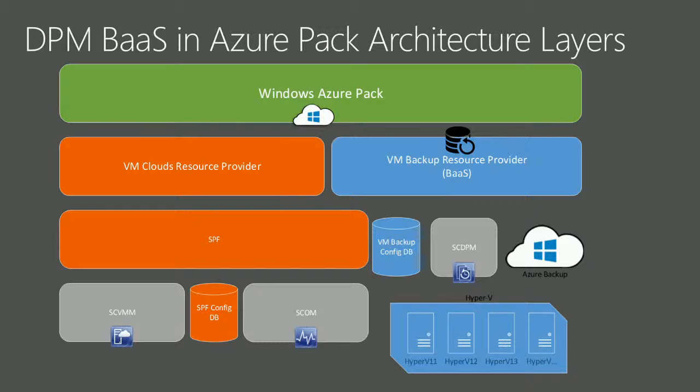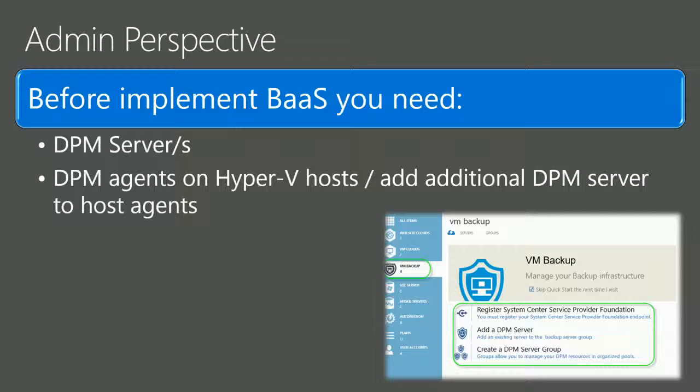So we talked about components, architecture. We talked about what BAAS is. There are a couple of different perspectives to BAAS, and I'm going to turn it over to Robert to go through those. Yeah. So there are, of course, two of them: the admin perspective and the tenant. And we're going to start with the admin, okay?